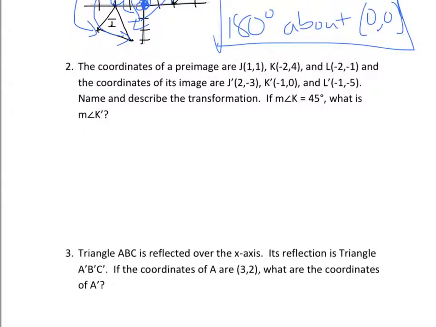Next one here, we have coordinates of a pre-image. Once again, I can go ahead and graph it. 5, 1, 2, 3, 4. Okay, so we'll graph this. We've got 1, 1, negative 2, 4, and negative 2, 1. Oh, negative 2, negative 1, sorry. Okay, so there's our pre-image. And the image is 2, negative 3, negative 1, 0, negative 1, negative 5. So, I'll label these real quick so you can see it. That's the pre-image, that's the image.